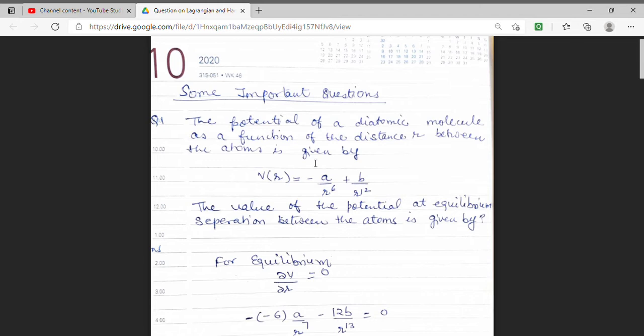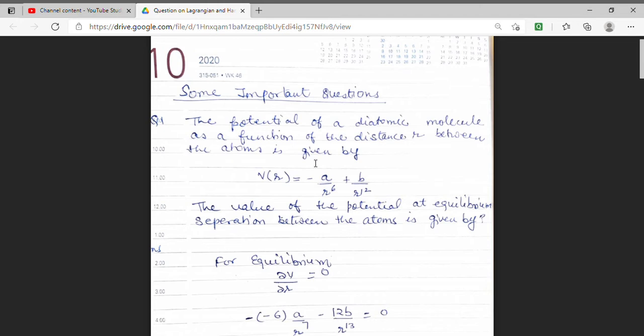Students, I am going to discuss today some important questions which will be beneficial for you for the purpose of NET or JRF exams. For this purpose, you must know the basic concepts of Lagrangian and Hamiltonian.